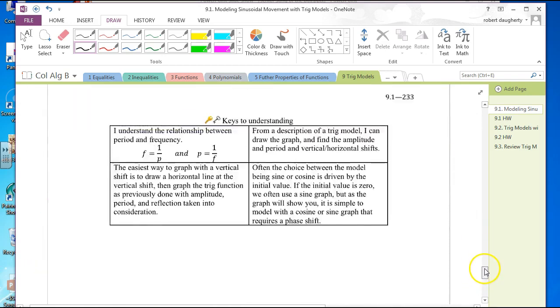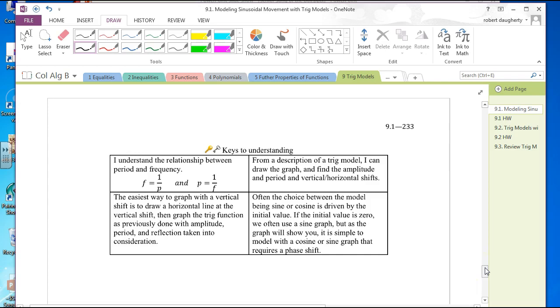So that is it, guys. One of the big keys here is you've got to be solid on the graphing, what we did earlier, and then things here with period and frequency. I will see you guys tomorrow. Please take a look at the homework between now and then.